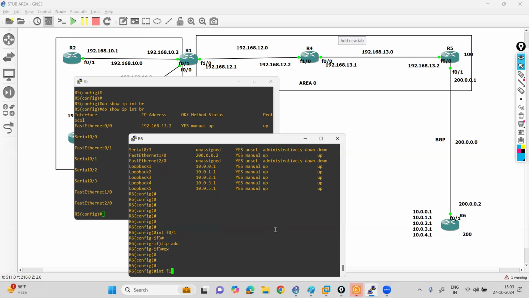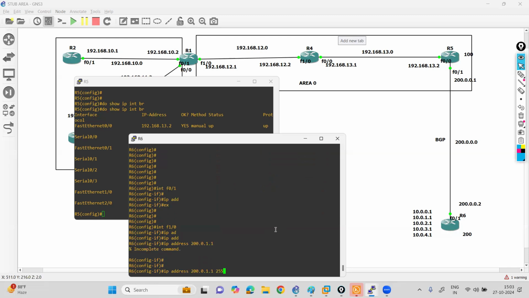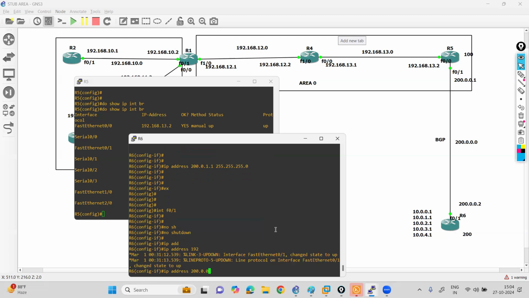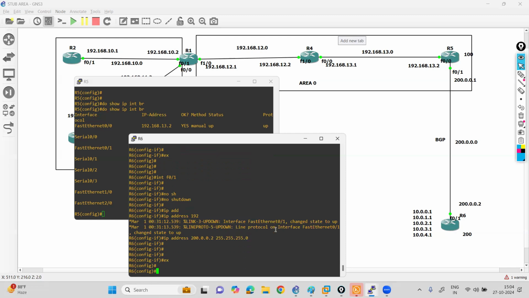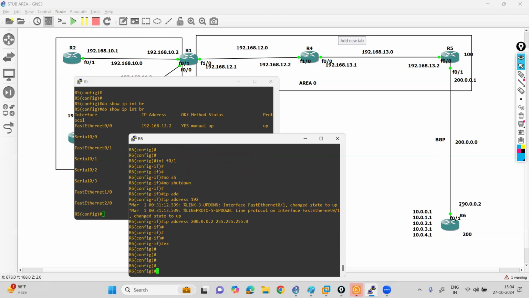Interface F1/0, IP address is 200.0.1.1, and 255.255.255.0. Let's change the interface IP. F0/1, that was the issue actually, dear. No shutdown. IP address is 200.0.0.2 and 255.255.255.0. By mistake, we provided the IP address to F1/0. That's why it's not working.